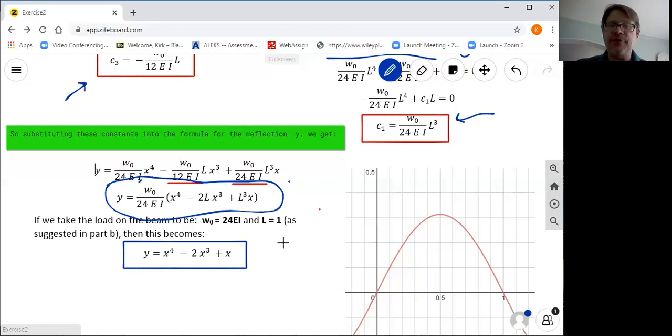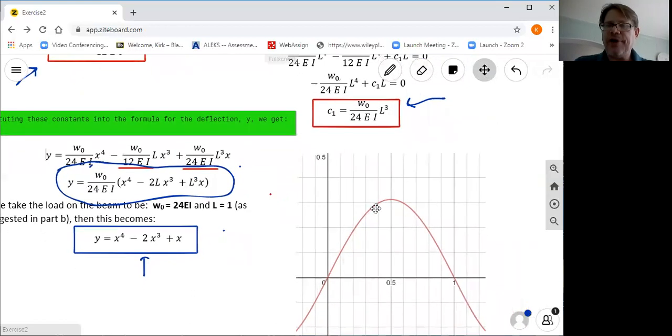Your textbook suggests in part B of this problem that we assign a value of 24 EI to W sub 0 and assign a length of 1 for the beam. If we take those suggestions, then that quartic polynomial simplifies to x to the 4th minus 2x cubed plus x. That's a quartic polynomial, and you'll see I've graphed it over here for us. This is a graph of the deflection curve for the beam.